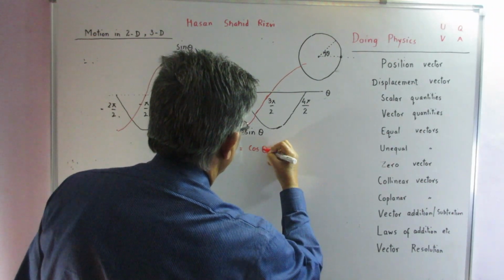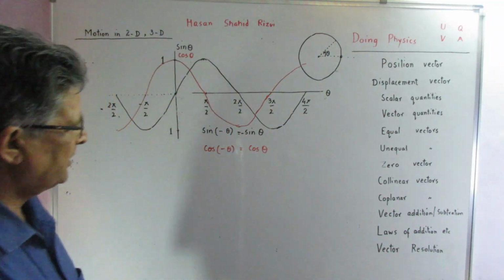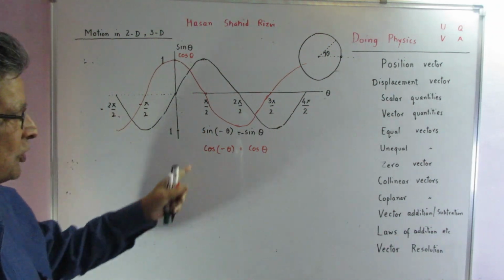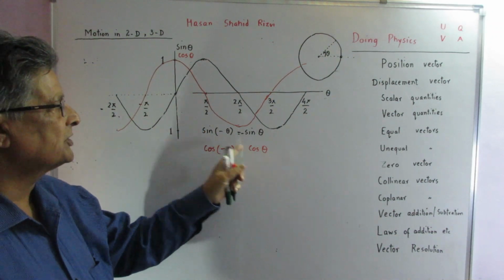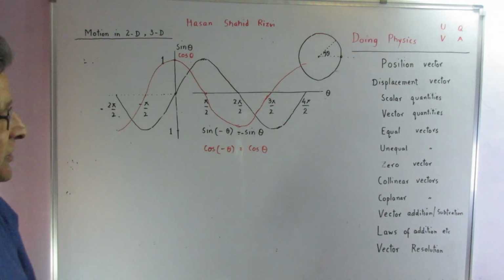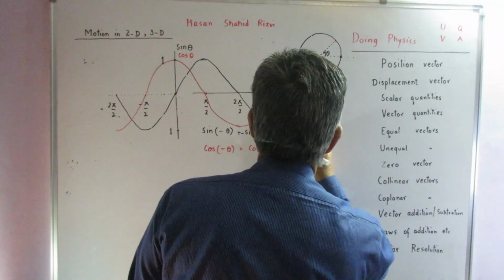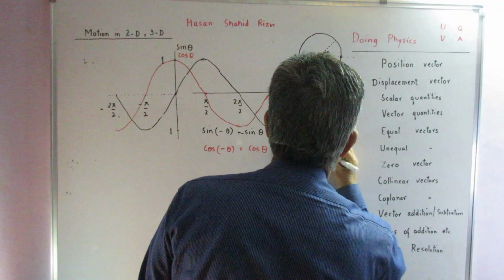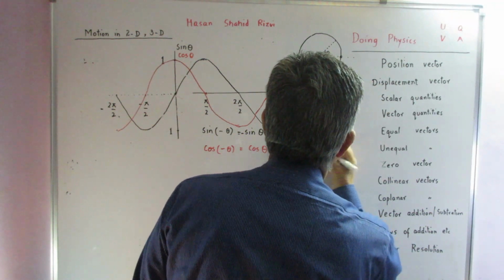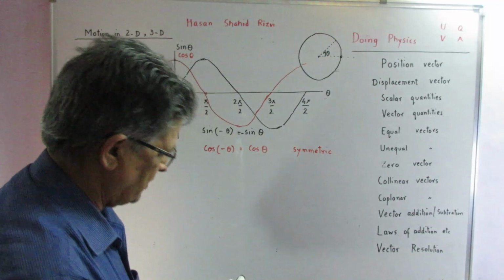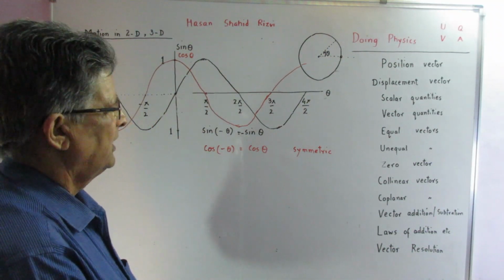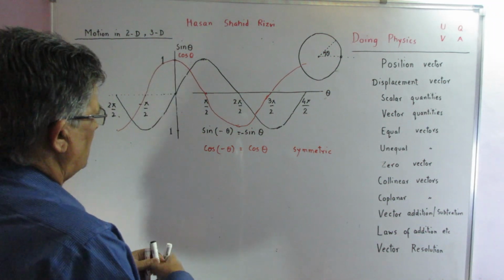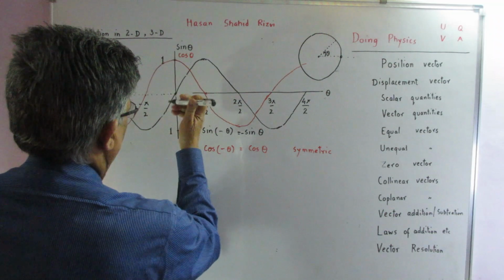So what has to be understood, what has to be grabbed mentally? Cosine of minus theta is equal to cos of theta, but sine of minus theta is equal to minus sine of theta. So this function becomes symmetric, and this is, you can say, asymmetric or non-symmetric, whatever you want to say. That is what it means, that the two functions are a bit different from each other.